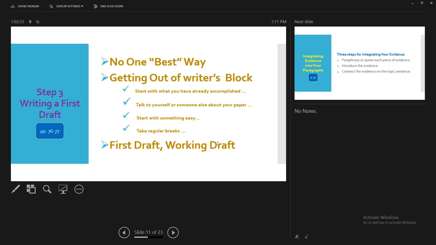Last point is first draft, working draft. What does it mean? It is a draft, so it is not a final version. So that means you still can work on it. It will change as you continue to work on it, okay?